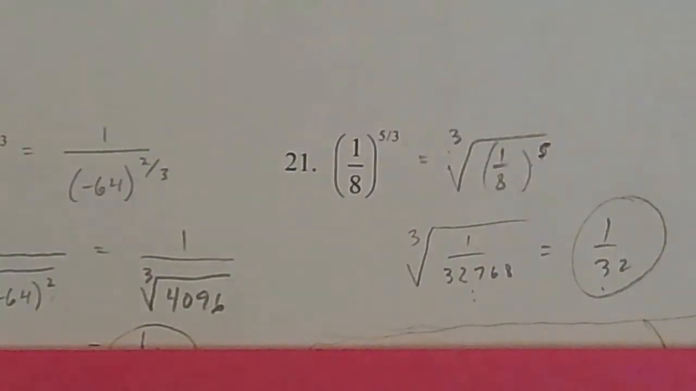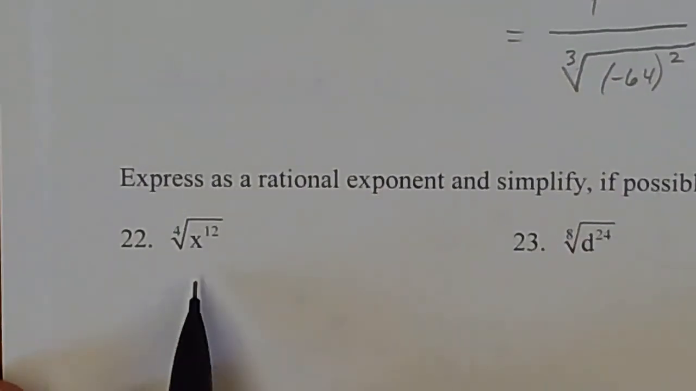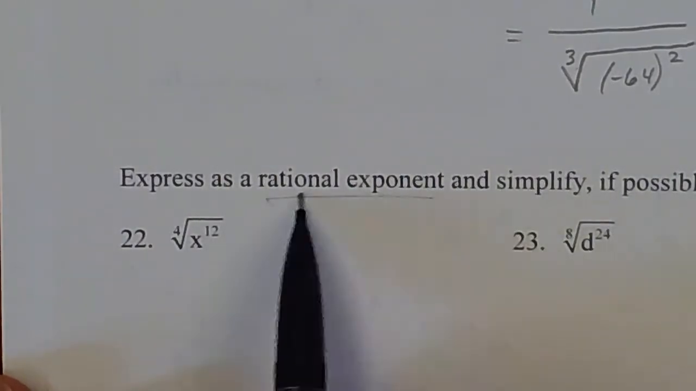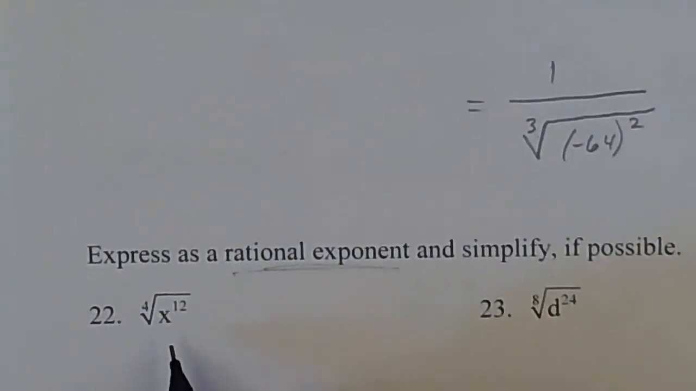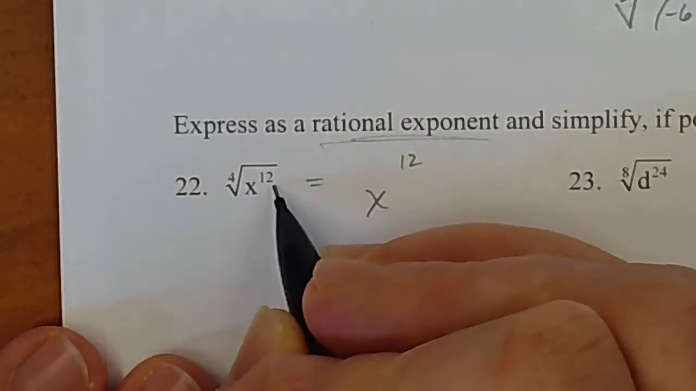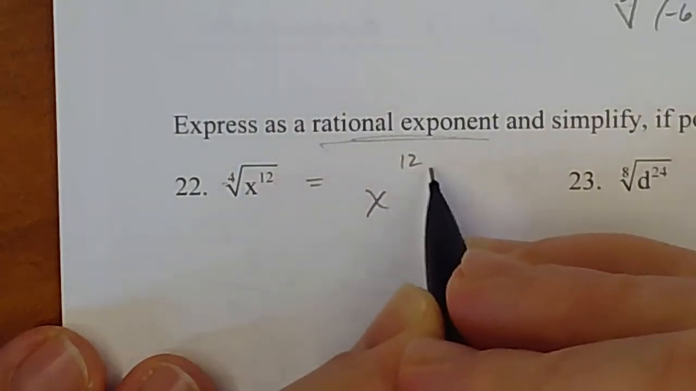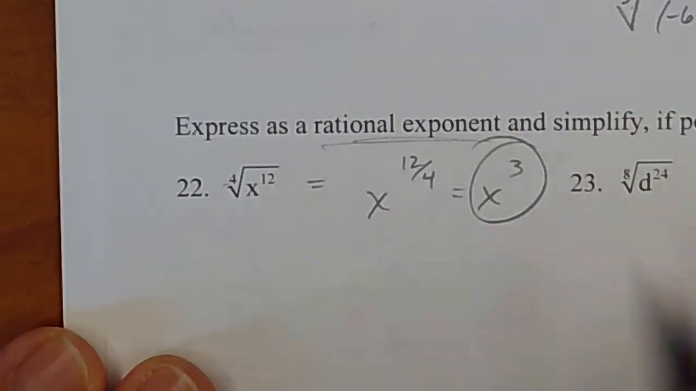Okay, let me take you through just a couple more. I'm going to do 22 and 24 for you. You're going to try 23, 25, and we'll do one more thing in 3.1. Okay, now we're going the other way around. Now it's a radical, and we're going to write it as a rational exponent. So we're going from here to here. We're going to write this as x raised to the 12 over the roots, so 12/4, which can be simplified to x to the 3rd.